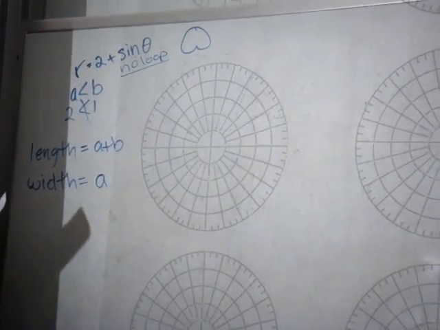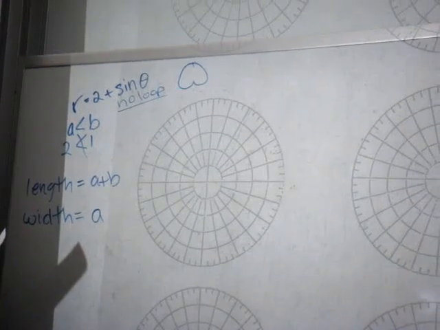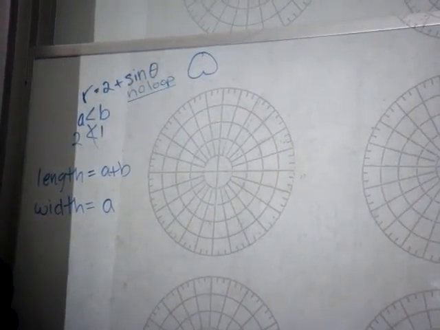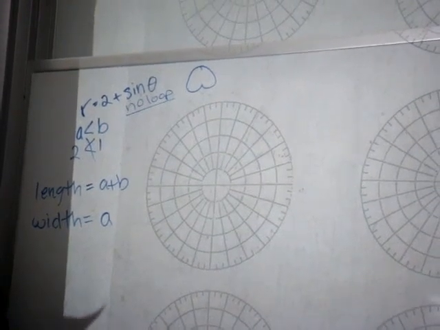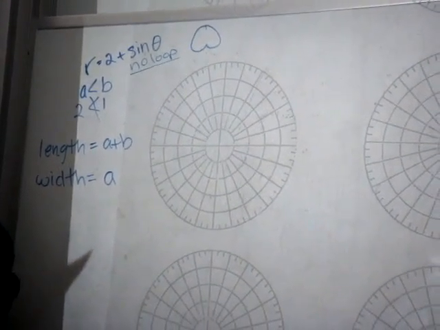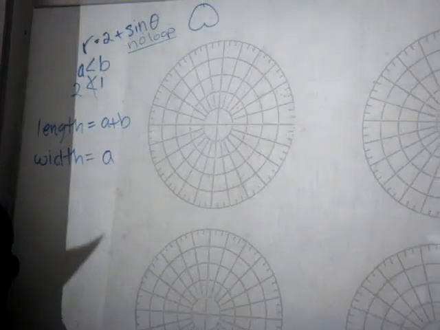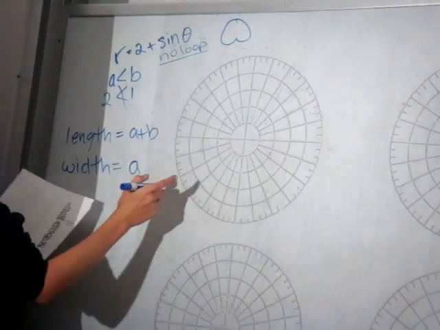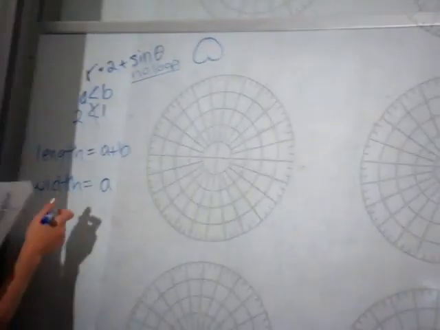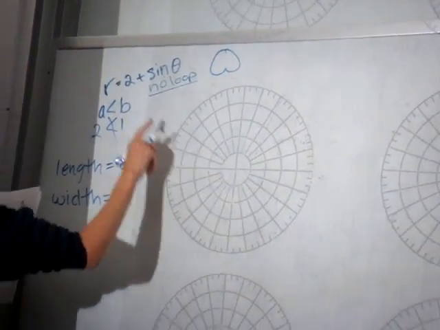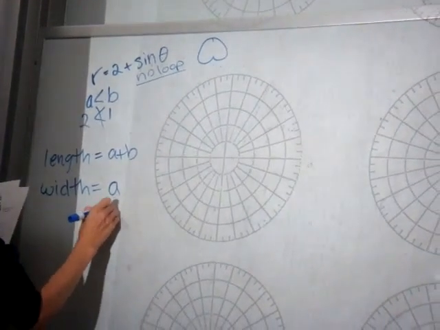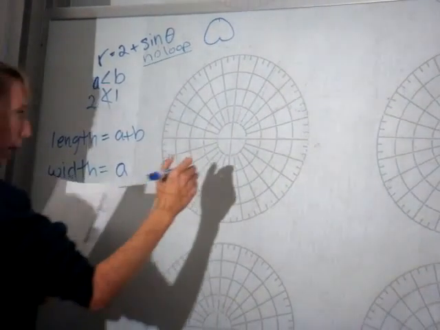Robin, are you saying the length is a plus b? Just go ahead and do it. Is that clear? We found that it was a plus b. It is a plus b. Got it. Okay, and then the width is a, and from the origin down, since it's sine, it's equal to b. Go ahead and plot it.